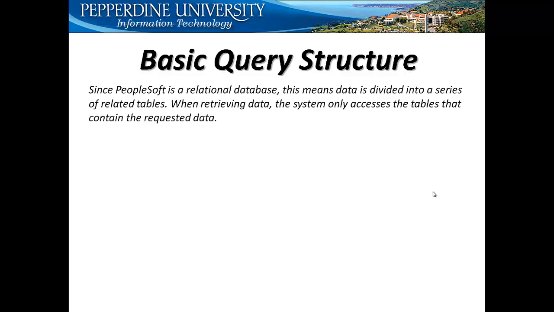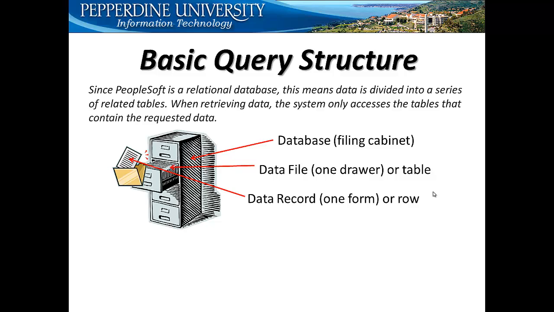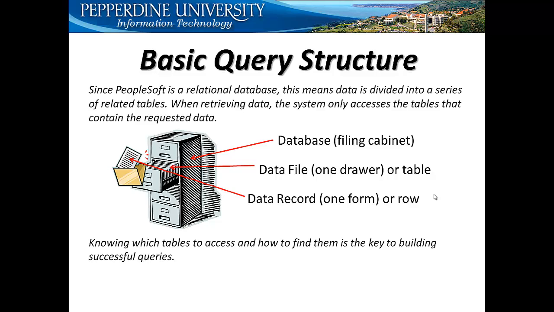When using PeopleSoft Query for reporting, you must understand the basic structure of the database, the tables contained in the database, and the data records contained in the tables. Basically, you can compare a relational database to a filing cabinet. The filing cabinet represents the whole database. The drawers of the cabinet represent data files or tables, while individual forms in a drawer represent data records or rows. Consequently, knowing which tables to access and how to find them is the key to building successful queries.